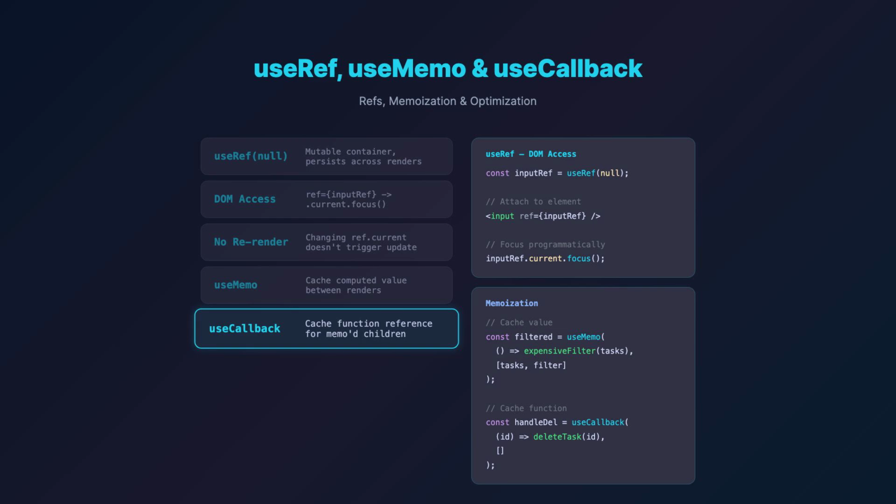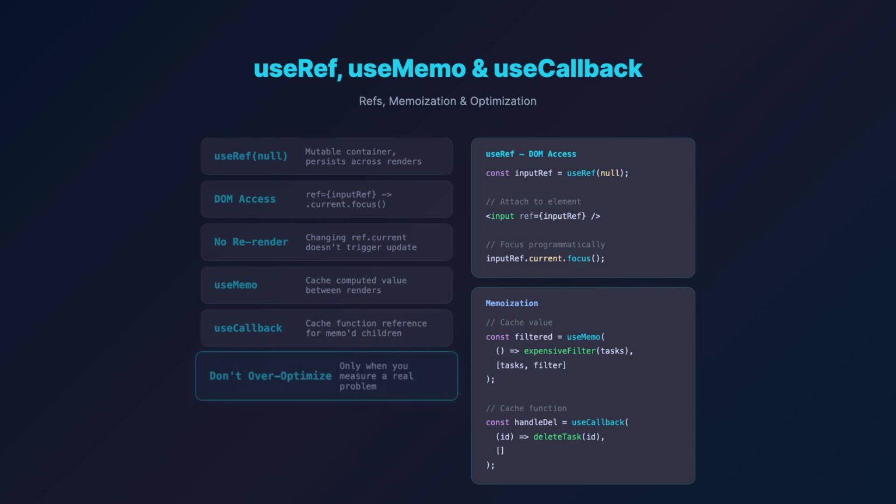useCallback is the same concept but for functions. const handleDelete = useCallback(() => { delete logic }, []). It returns the same function reference between renders. This matters when you pass callbacks to child components wrapped in React.memo. Without useCallback, the function is recreated every render and the memoized child re-renders because it sees a new prop.